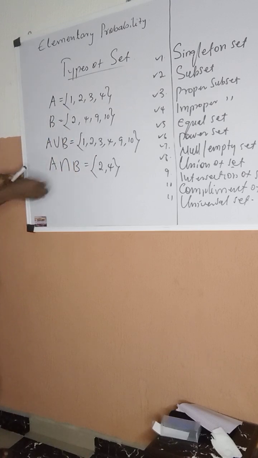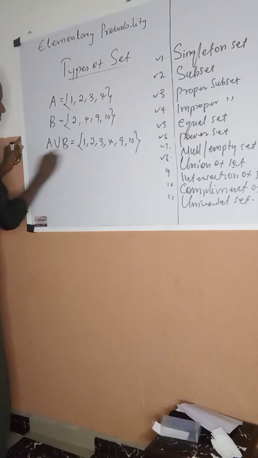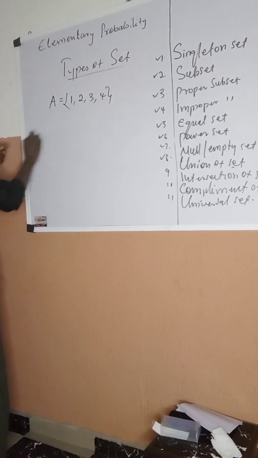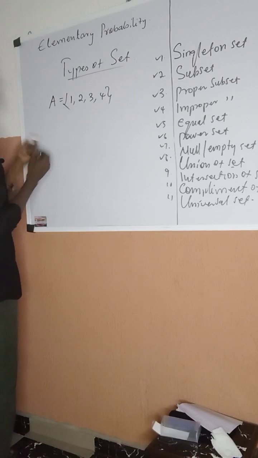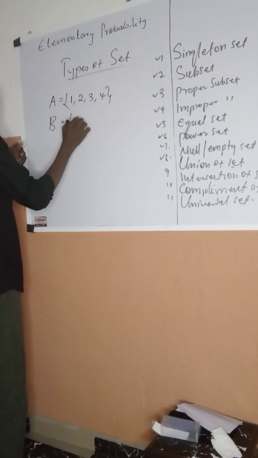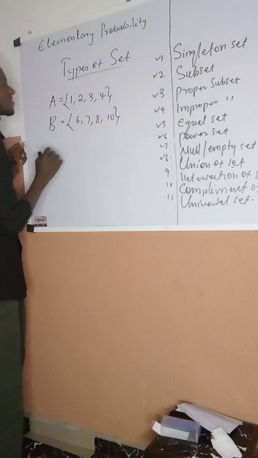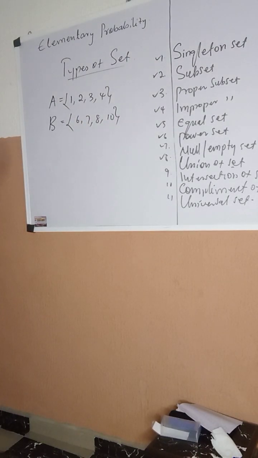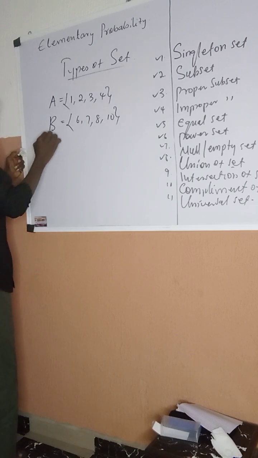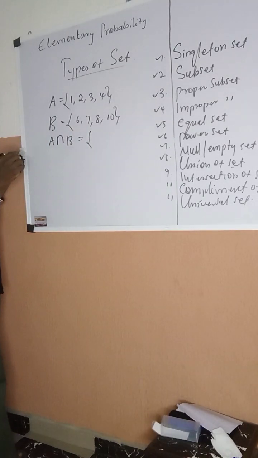For instance, let me write something like this. I have a set A defined this way, and I have a set B defined this way, as 6, 7, 8, and 10. This is what I have. Then we now go and look for A intersection B. So we have A intersection B equals, we open a bracket.